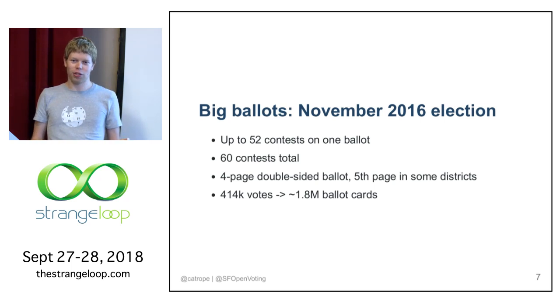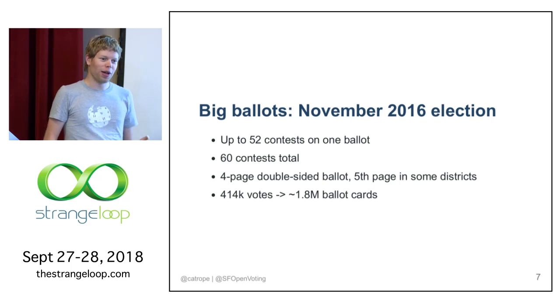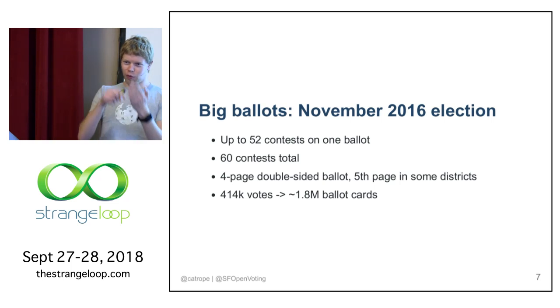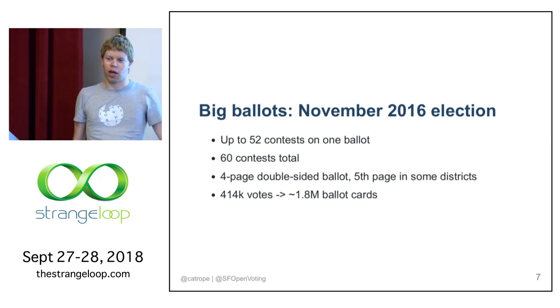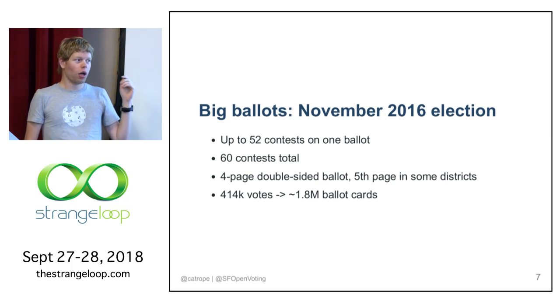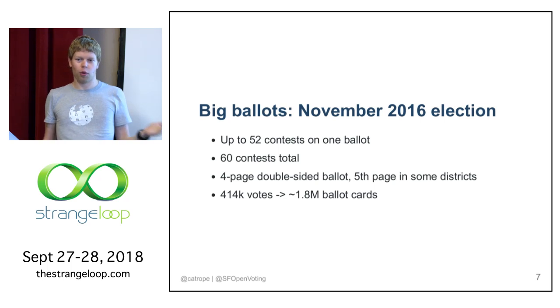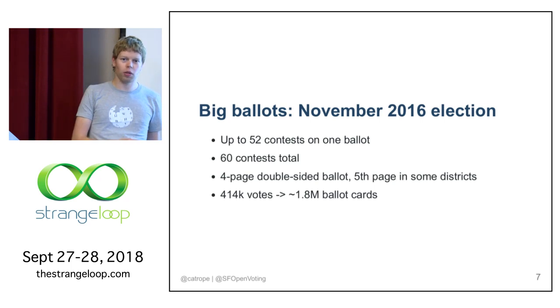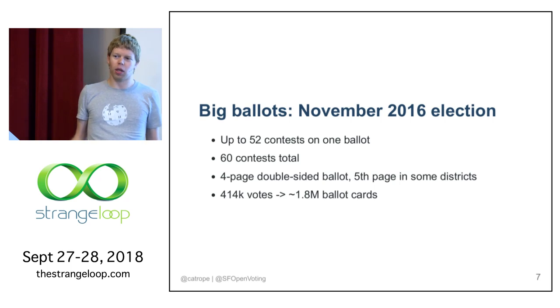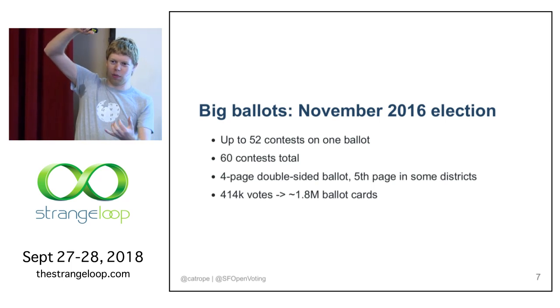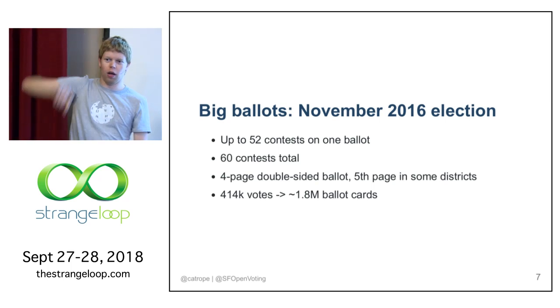They sit in the polling place. I've seen it. It takes a long time. And they go and fill out the ballot front and back, and then 4 more times. If you were lucky, you only had 4 pages double-sided. If you were unlucky, you had a 5th page. And if you add this all up, 414,000 people voted in November of 2016. It's about 1.8 million pages of stuff, and they're not letter-sized pages. They're pretty long cards as well.